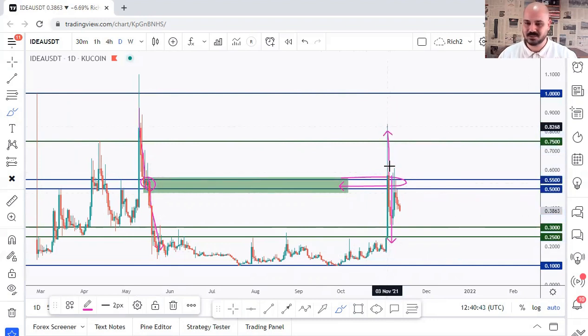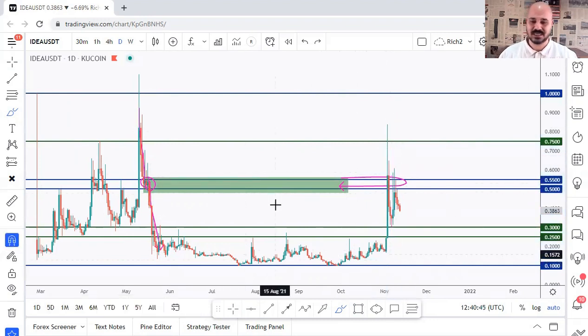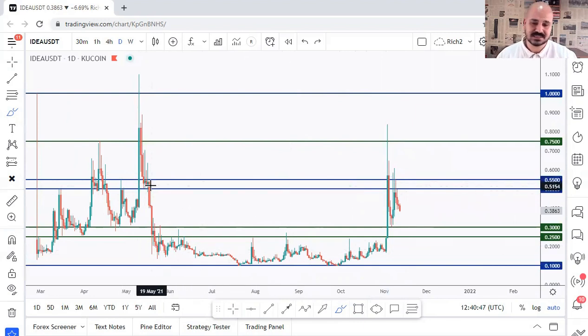Of course, we had this big wick, and then the price went down from it. So it was a fresh supply. Now it's no longer valid. It's already filled, so it is no longer valid.